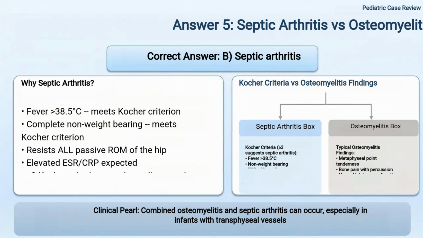Osteomyelitis of the proximal femur typically produces metaphyseal point tenderness and preserved range of motion until late in the disease course. Transient synovitis is afebrile or minimally febrile with normal inflammatory markers. A critical teaching point: in infants under 18 months, osteomyelitis and septic arthritis can coexist because transphysial blood vessels allow infection to spread across the growth plate from the metaphysis directly into the joint.